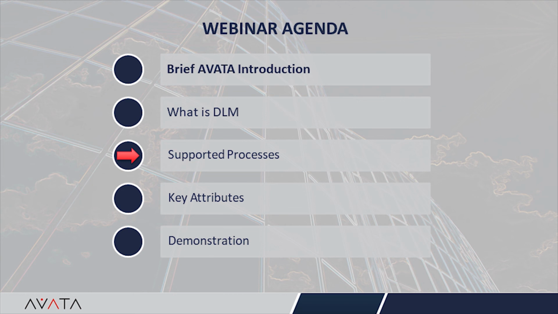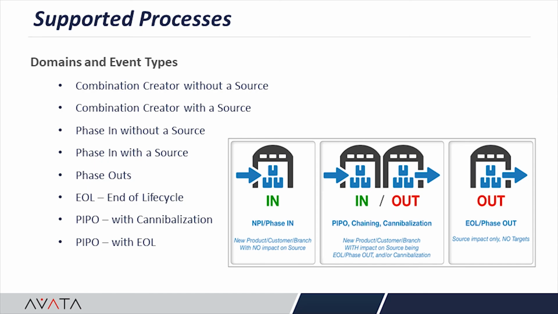Let's talk about the supported domains and event types. Like I said, DLM supports multiple types of lifecycle events, NPI, EOL, PIPO, etc. But I want to provide a bit more definition as to what an event actually is. An event is like a robot or a little black box, or you might think of it like a macro. It is a small program that does work based upon the attributes or conditions a user defines for it.